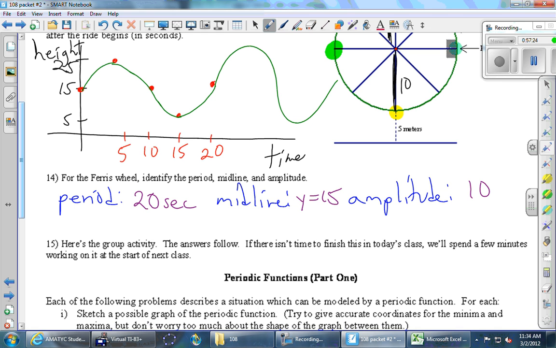Okay, periodic functions is the group activity. There are two rather lengthy questions, and we have about 15 minutes, so let's see how far we can go. Answers follow.